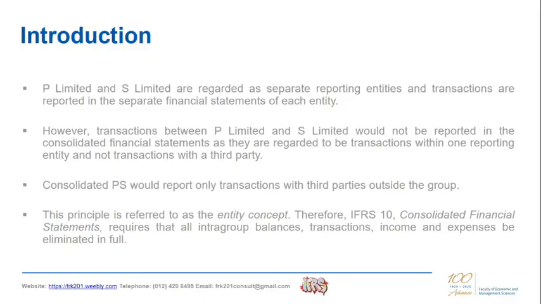P Limited, representing the parent company, and S Limited, representing the subsidiary company, are regarded as separate reporting entities, and transactions are reported in the separate financial statements of each entity. However, transactions between P Limited and S Limited would not be reported in the consolidated financial statements, as they are regarded to be transactions within one reporting entity, and not transactions with a third party.